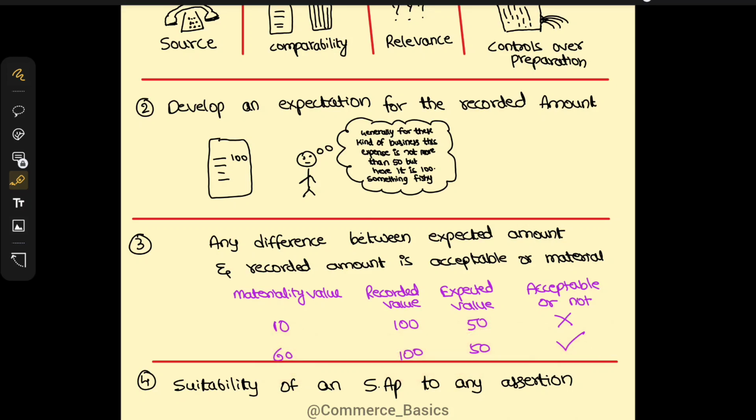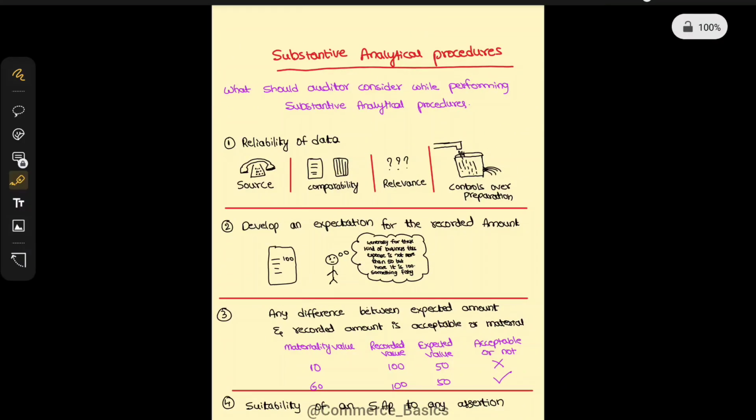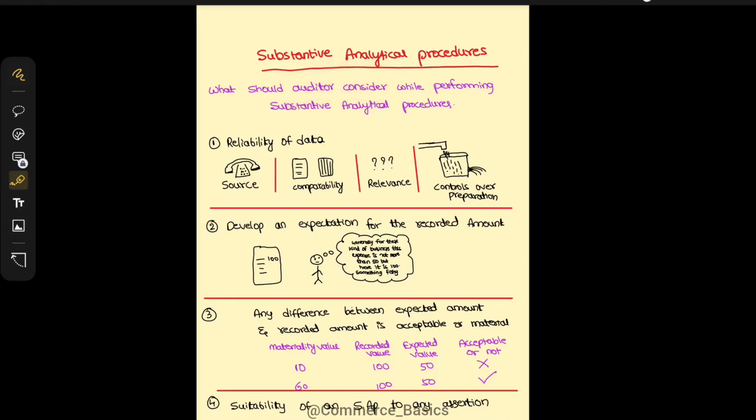And the final thing is, when he is doing a substantive analytical procedure for any assertion, like a balance sheet item or P&L item, any kind of item, he has to check the suitability, like whether for this assertion this kind of analytical procedure is suitable or not. He has to see that. So while doing a substantive analytical procedure, the auditor has to consider this. These are the major things.